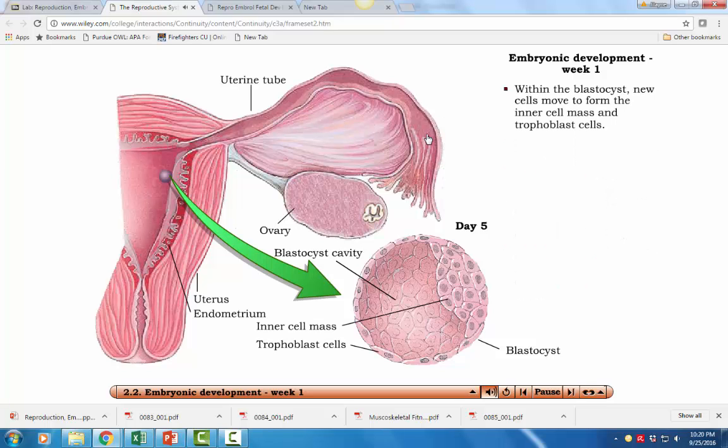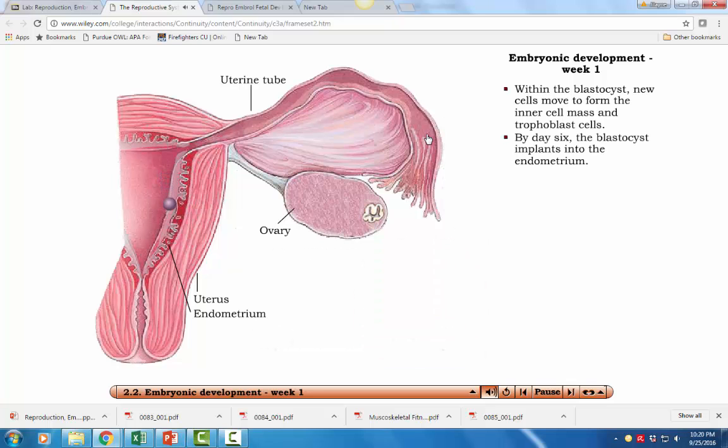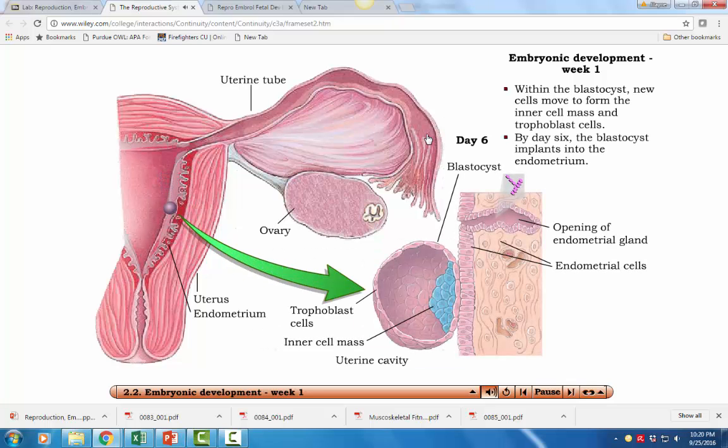The cells continue to rearrange, forming an area of more cell layers called the inner cell mass. The blastocyst's outer layer of cells is called the trophoblast. About 6 days after fertilization, the blastocyst attaches to the endometrium of the uterine wall.